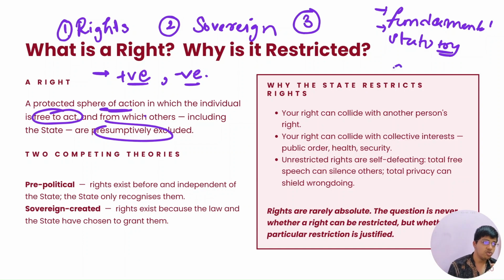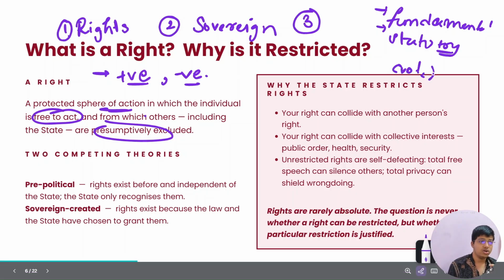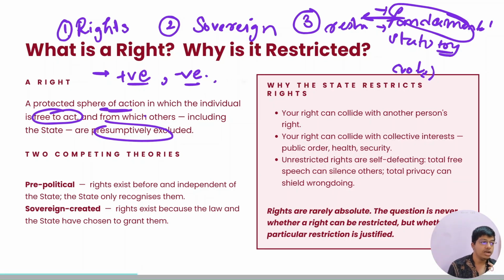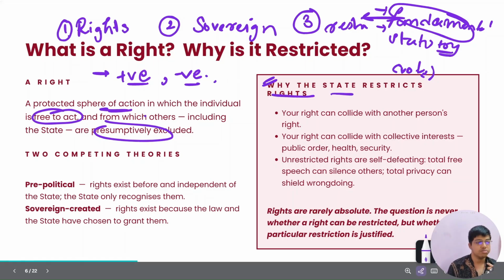Let's say your right to vote. Your right to vote is given to you by the sovereign. Voting is not a fundamental right. A fundamental right the sovereign cannot take away from you, but it can put restrictions. Why the sovereign puts restrictions on rights becomes our next topic of discussion. Why does the state restrict rights? Because your right can collide with another person's right. Your right can collide with the collective interest of the society, which includes public order, health, security, and so forth. And unrestricted rights are self-defeating.